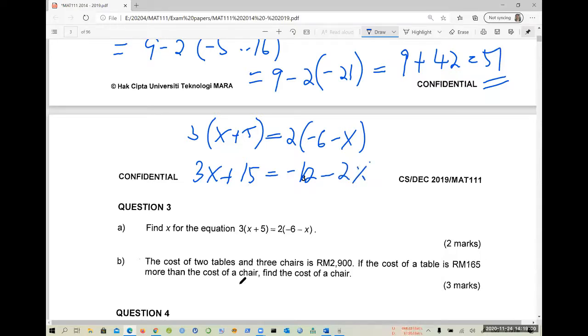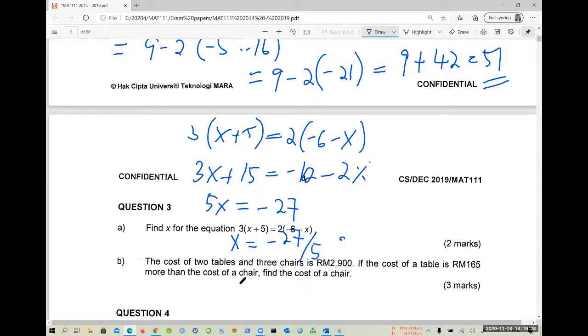So you combine x with x and values with values. The negative 2x you bring to the left side, you get plus 2x, so you get this to be 5x. And then equal to, 15 brought to the other side becomes minus. So negative 12 minus 15, you get negative 27. So here you get x is equal to negative 27 over 5.